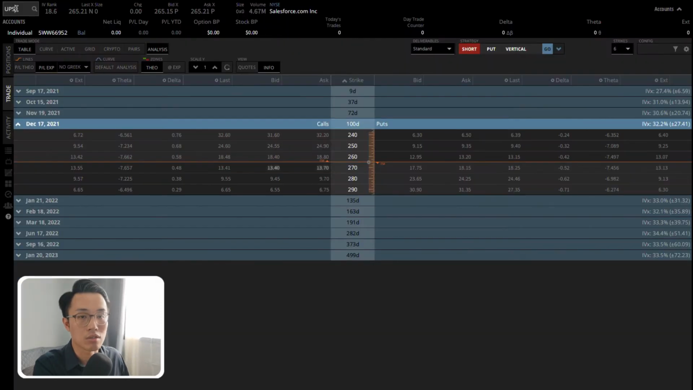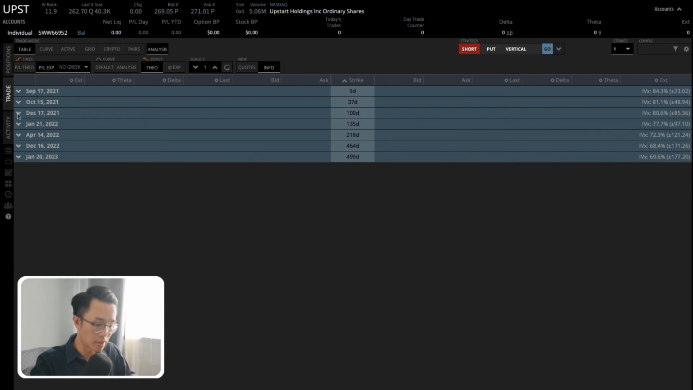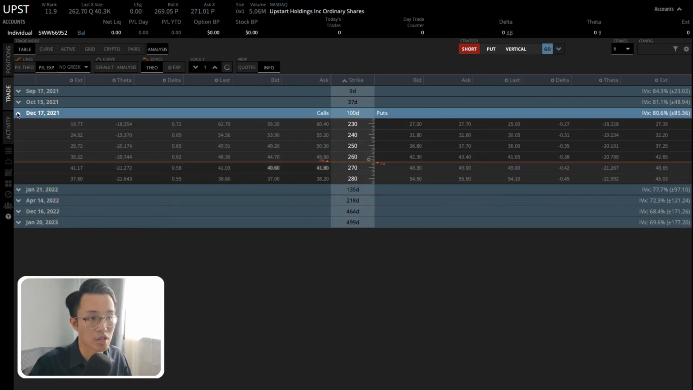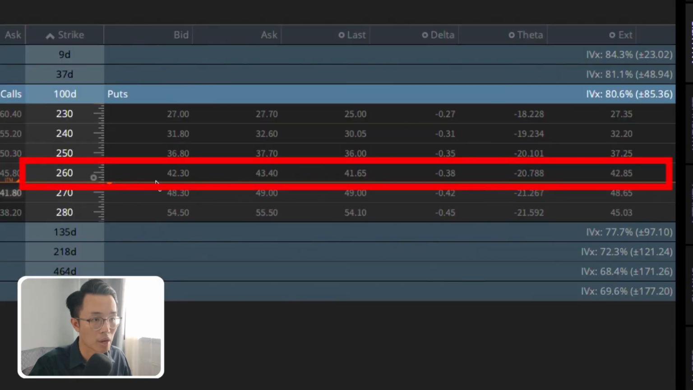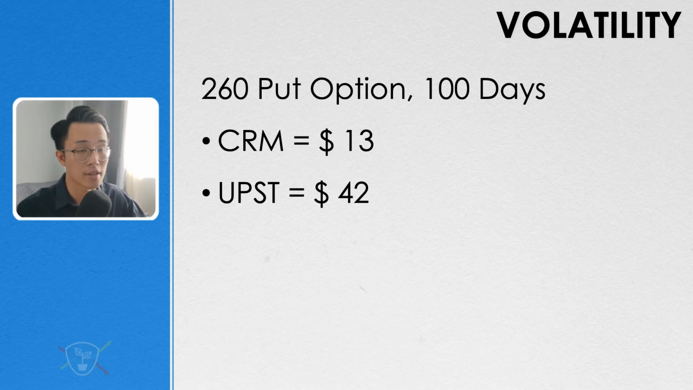We can see the price of the put option is around $13.15. So now we're going to go over to Upstart Holdings. 100 days to expiration, about 3 months to expiration, 260 put option. It is $42.30. So these are put options with the same strike price, the same time to expiration. But for Upstart Holdings, the option price is more than 3 times that of CRM. And this is contributed by volatility.